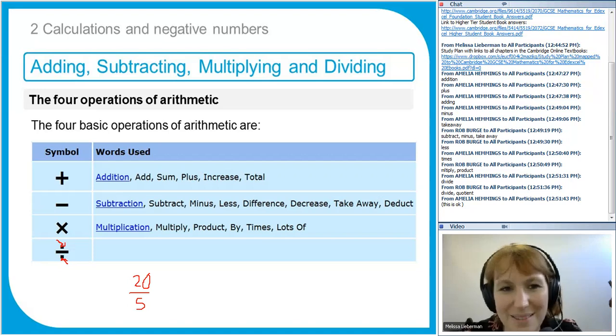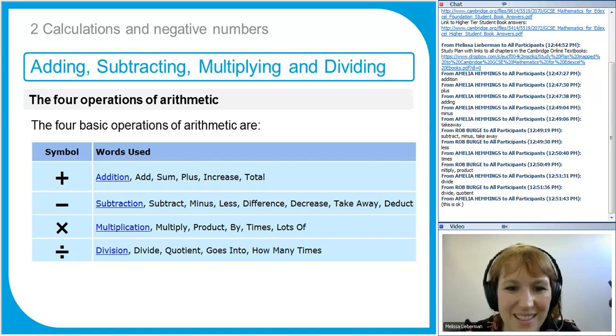Divide, quotients, yes, brilliant. The word quotient isn't used very often, but it can come up. So if you were asked for the quotient of 2 numbers, that would mean that you need to divide them. Other words that you might use is goes into. So how many times does 5 go into 20? So 20 divided by 5, how many times does 5 go into 20?